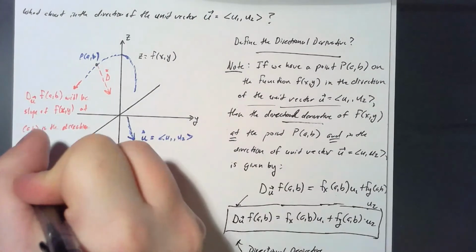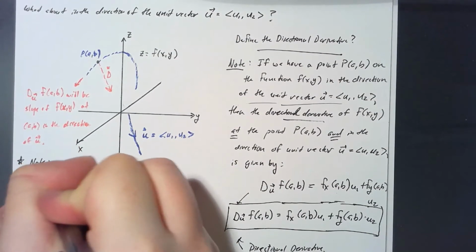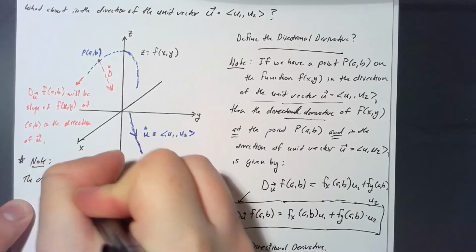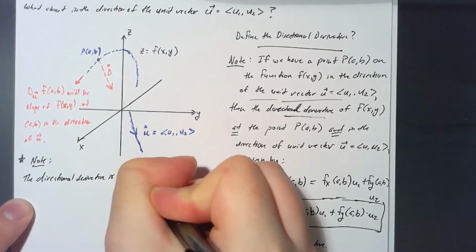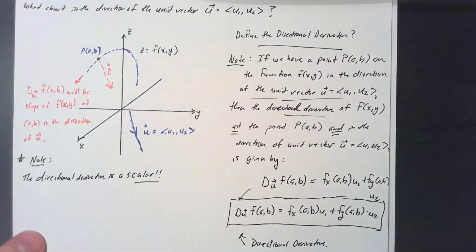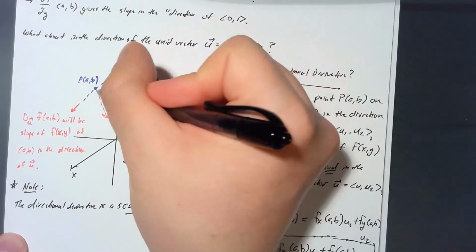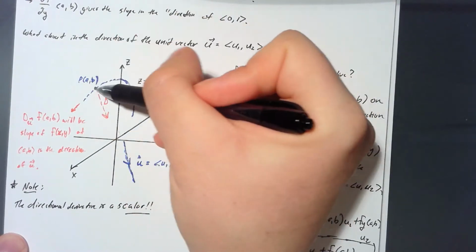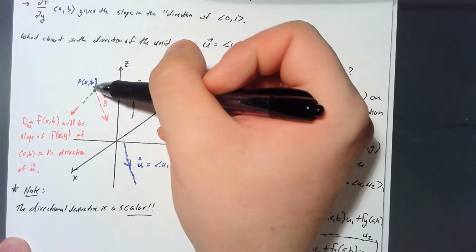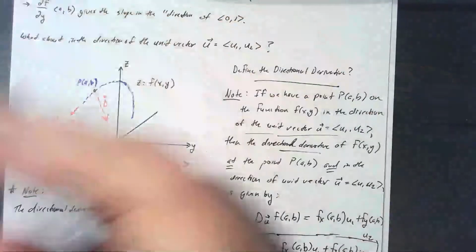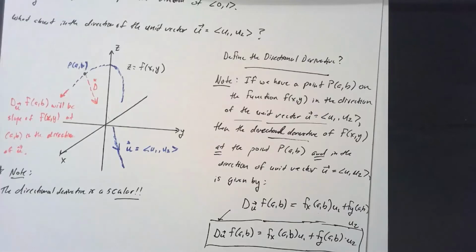So note, the directional derivative is a scalar. It's not a vector. At this particular point, it's going to be the slope in a particular direction. That's what it's going to measure. In a particular direction, it'll be like a value of the slope in the direction of a given vector. And that's what the directional derivative represents.